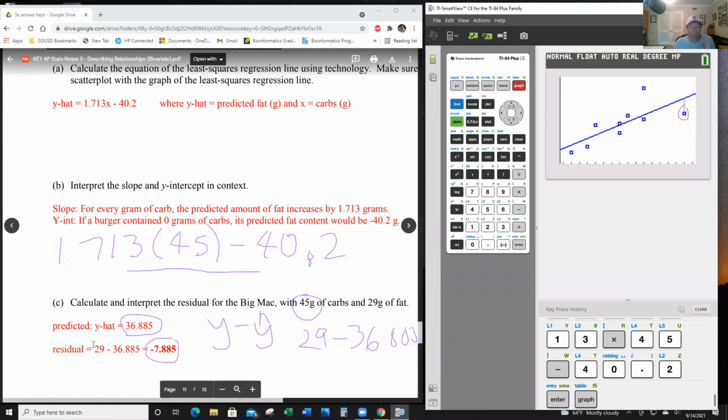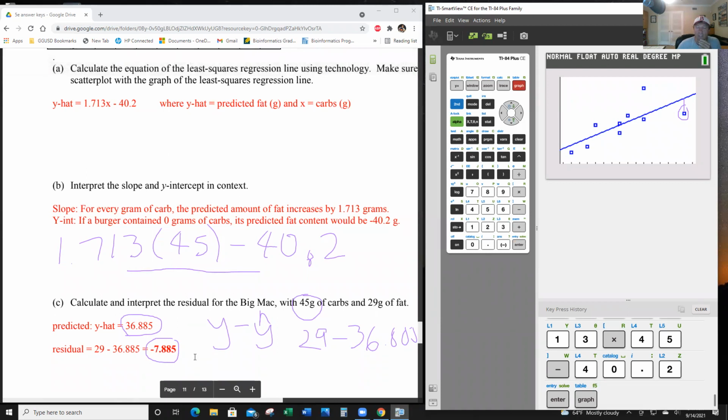Okay, so interpretation. Now I'm going to say this, and you probably want to write this down. It's pretty simple. The line over predicted this point by 7.885 grams. A negative residual means an over prediction by the line. A positive residual means an under prediction by the line because the line is under the point. Those are some cool little questions that can pop up.